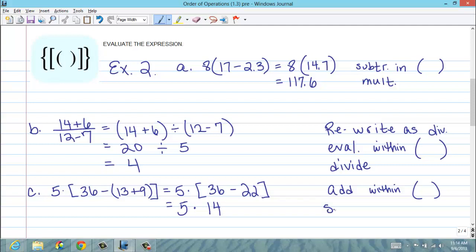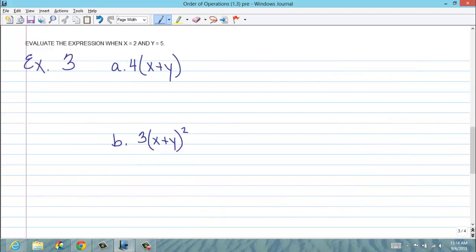I subtracted within the brackets. Okay? And then we multiply 5 times 14. Now we can do that operation, which gives us 70. How did we get the answer? We multiply.